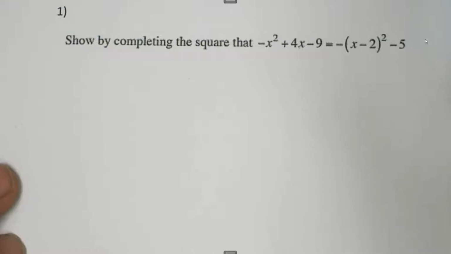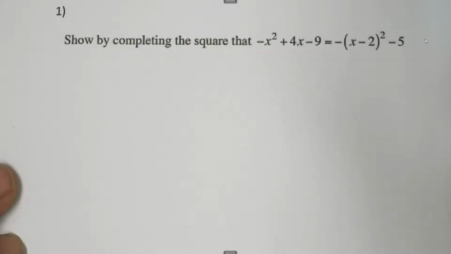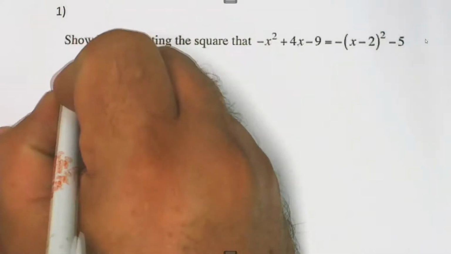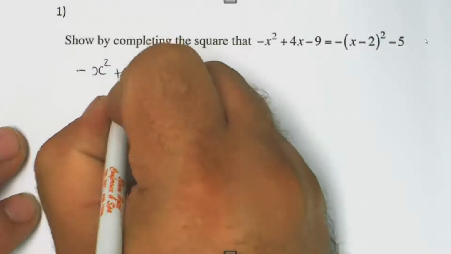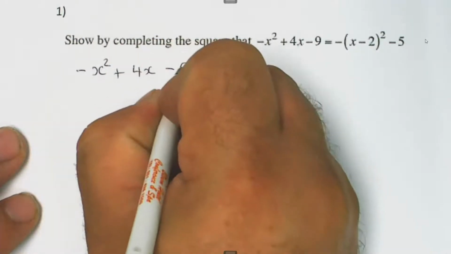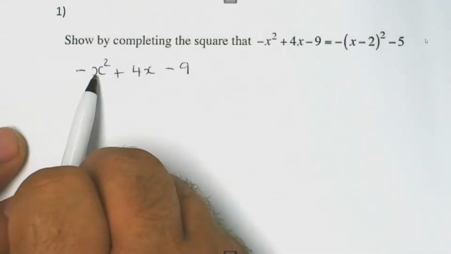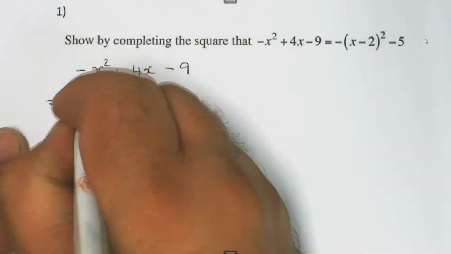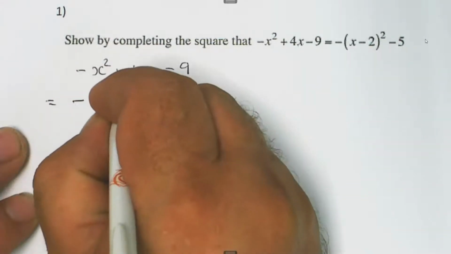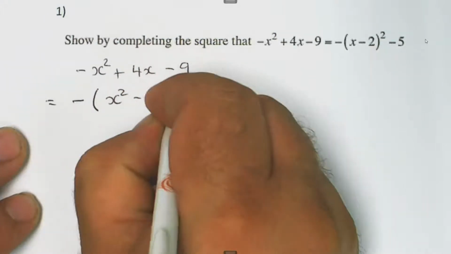The next question is, show by completing the square that -x² + 4x - 9 is equal to -(x - 2)² - 5. So we're going to take the question, which is -x² + 4x - 9. Your first step is to make the coefficient of x² 1, so we take out a negative. The bracket becomes -(x² - 4x + 9).